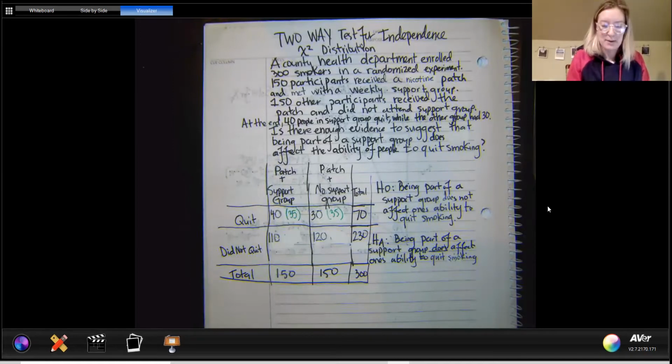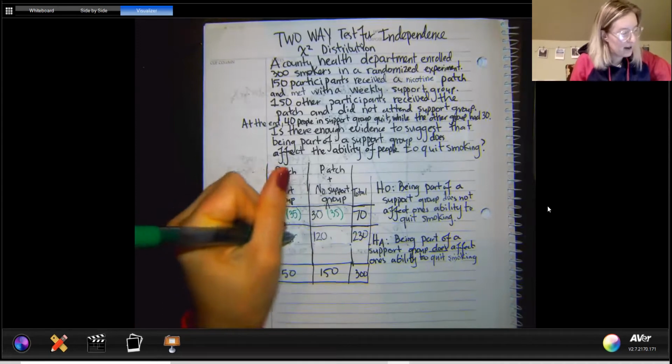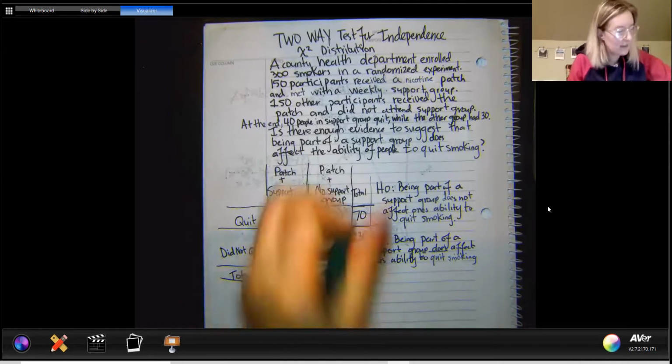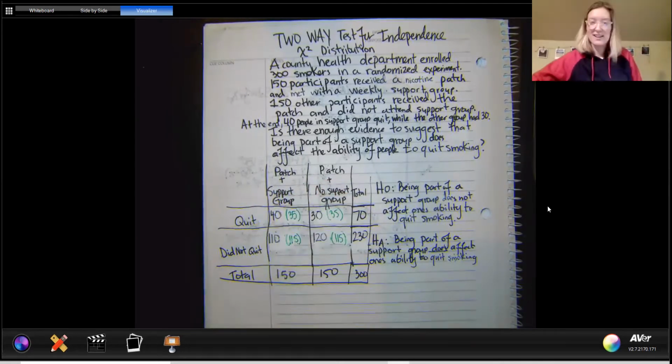And then times that by the 150 people in this group gives me an expected count of 115. And again, because these groups are the same, I also have 115 right here. Okay, so once we've calculated our expected counts, then we can go over the conditions to see, can this be modeled using a chi-square distribution?